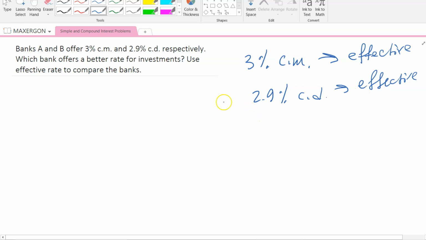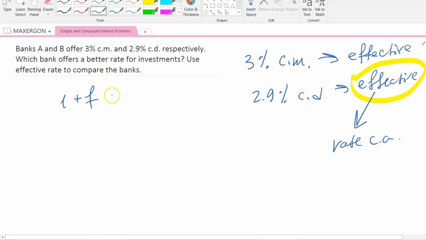How do we convert to an effective rate? First of all, we remember that the effective rate is defined in our course as a rate compounded annually. Well, we can remind ourselves how we can find that. So we invest $1 at some rate compounded annually. So 1 plus f. Let f denote that rate compounded annually. And that should be equal to 1 plus 0.03 divided by 12, and 12 will be the exponent here.